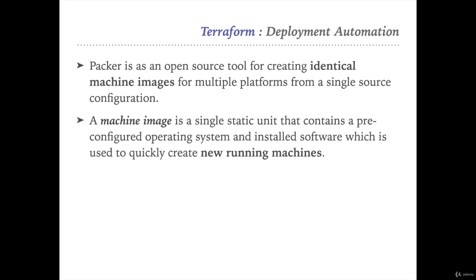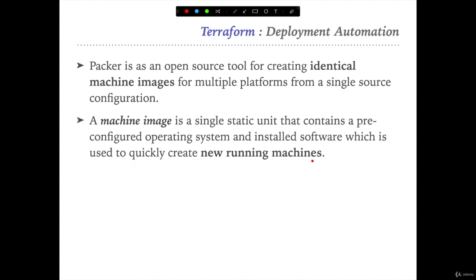The machine image which we create via Packer is a single static unit that contains a pre-configured operating system and installed software, which is used to quickly create a new running machine. So let's understand what this is. It means the machine image we create from Packer is a single static image that will contain the pre-configured operating system plus installed software, which is used to quickly create the new running image.